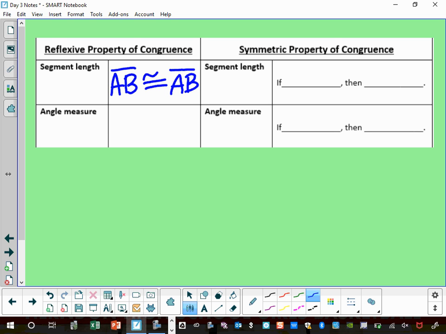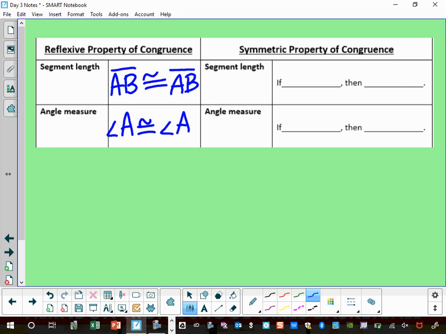All right, my angles. Angle A is congruent to angle A. Okay, because we know that reflexive means what you see is what you get. Imagine you're looking in the mirror.